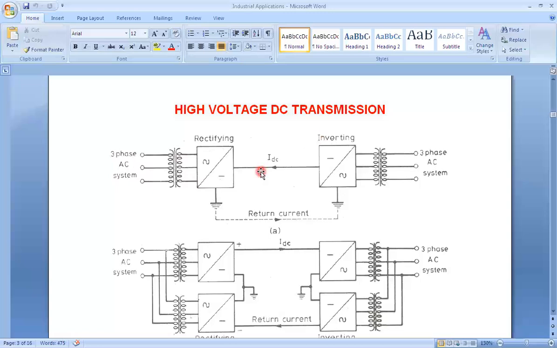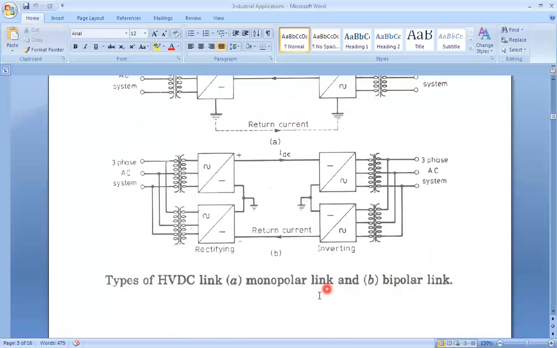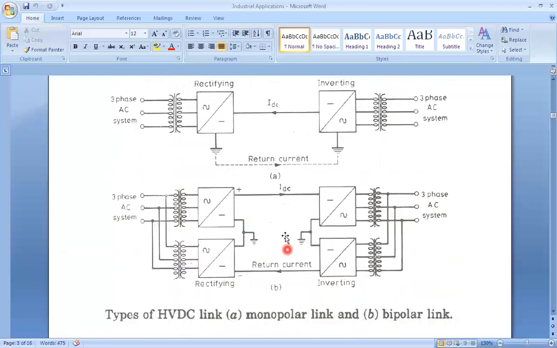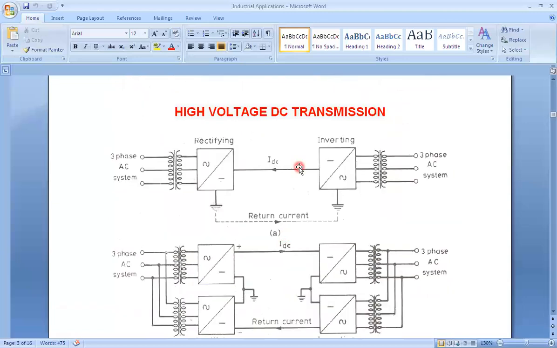So there are two types of HVDC transmission. One is monopolar HVDC system, another is bipolar HVDC system. This circuit diagram is the monopolar HVDC link system, and this is the bipolar link HVDC system. In monopolar, as the name suggests, we are using one conductor only. So this is the simplest diagram, only one conductor.